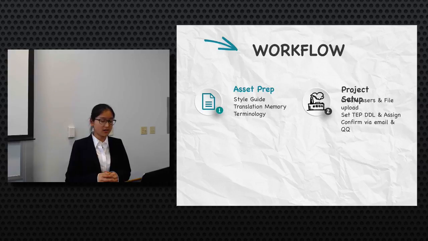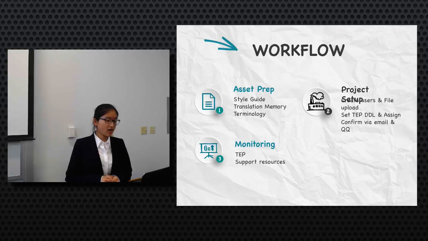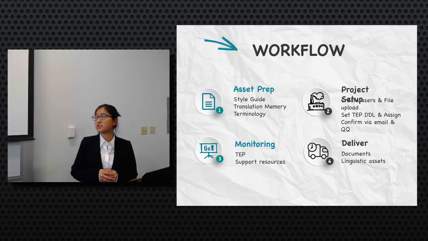Besides using SmartCat's automatic email system, we also confirm this task through QQ and make sure that everything like the translation, the document file, and the deadline were all correct. Then we monitor our process through SmartCat. Basically, it's the TEP process. And besides that, we also support our vendors through QQ by answering their questions like how to use SmartCat or some linguistic questions. And then we deliver our documents and linguistic assets to our client.